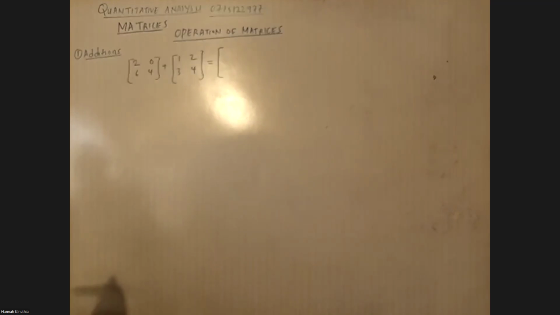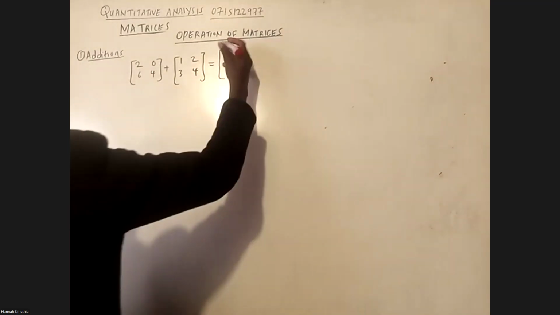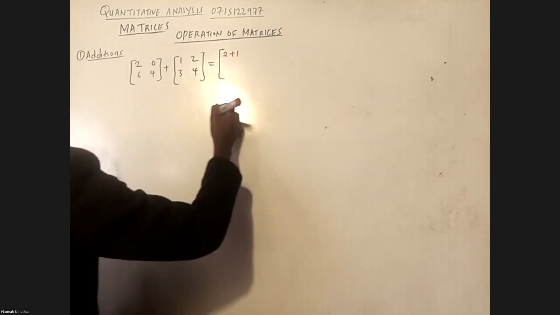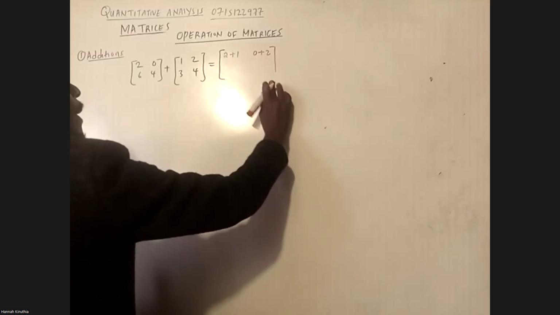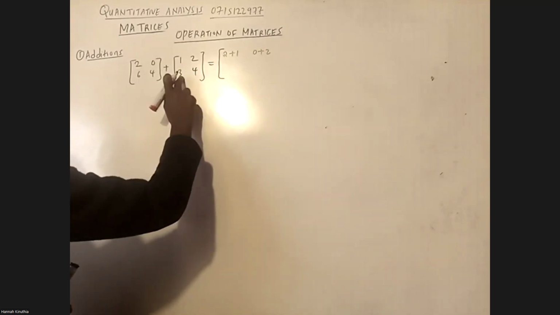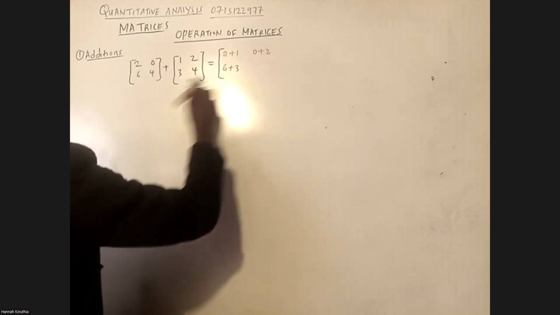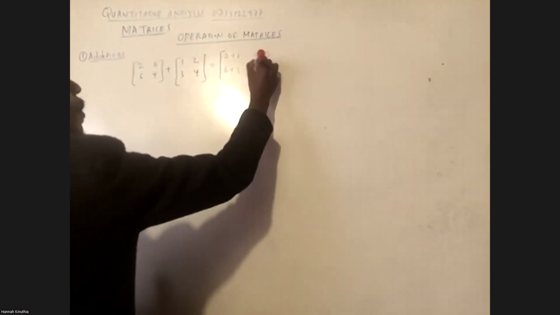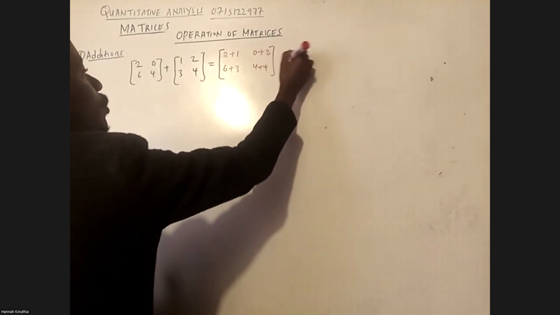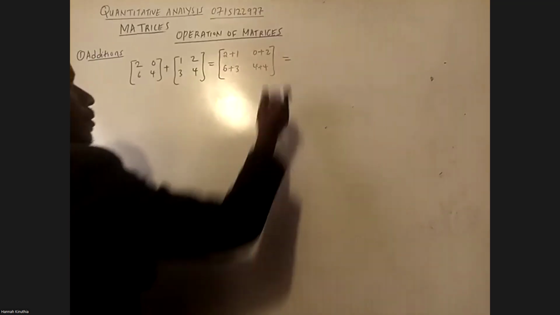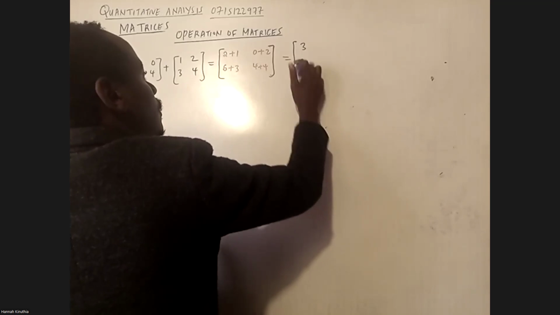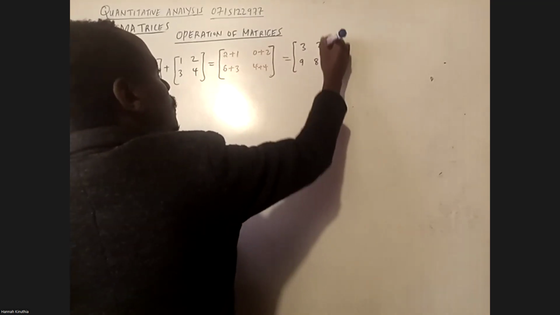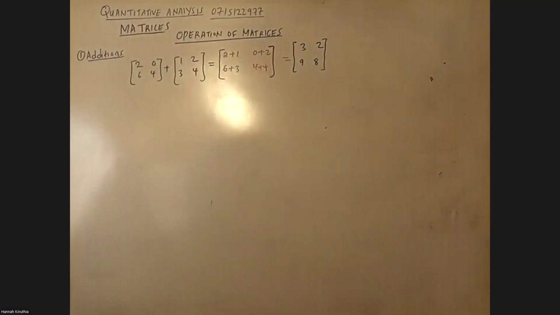So now add it. 2 plus 1, then 0 plus 2, and then 6 plus 3, then 4 plus 4. So your final answer will be equal to 3, 2, 9, 8. Is it okay? Yes, no problem. So that's addition.